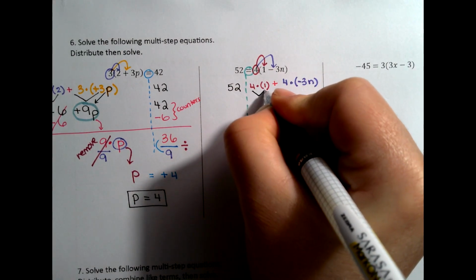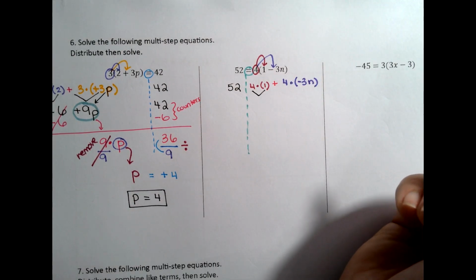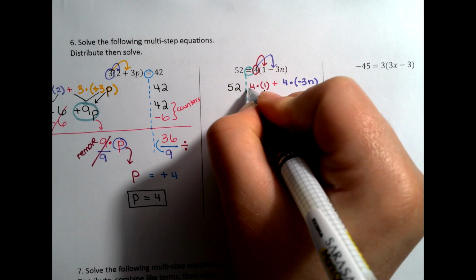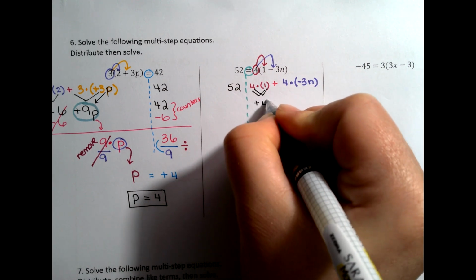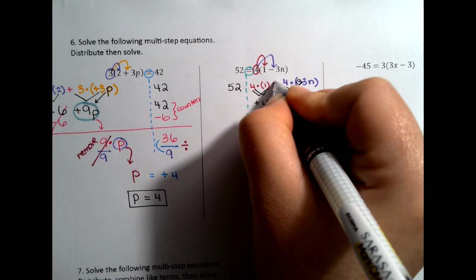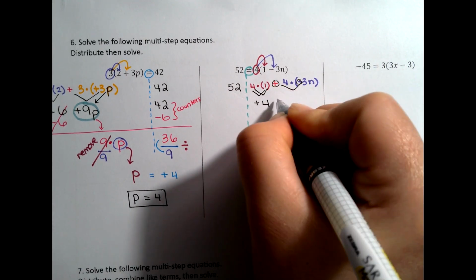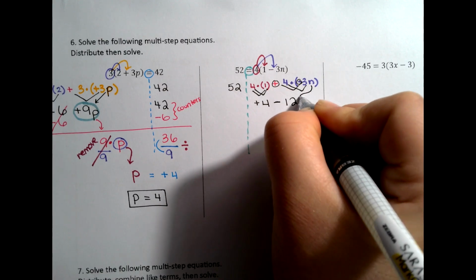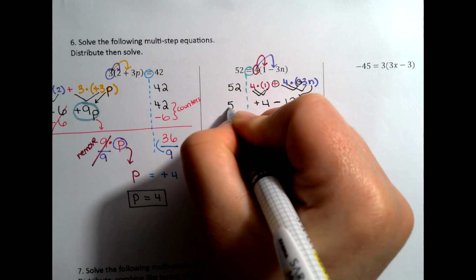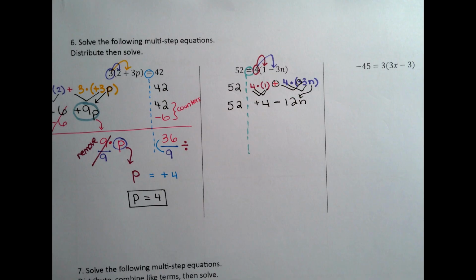This is multiplication, so you got to ask yourself, are these same or different? These are same symbols. Positive, positive gives you a positive. 4 times 1 is 4. Same or different? These are different. One positive, one negative. Here, so we have different, negative. 4 times 3 is 12. Do I have a letter? Yes, that letter is N. Bring down the 52. This is now a two-step equation.